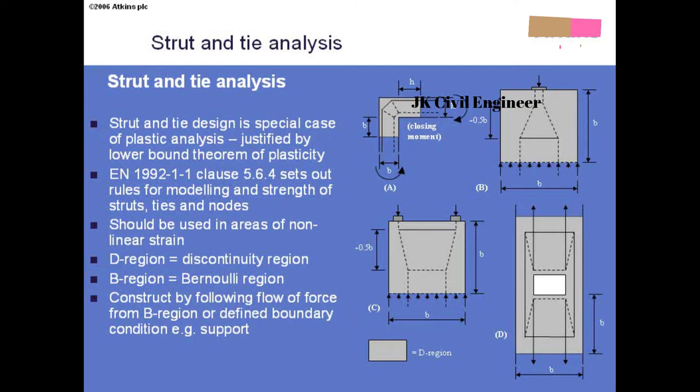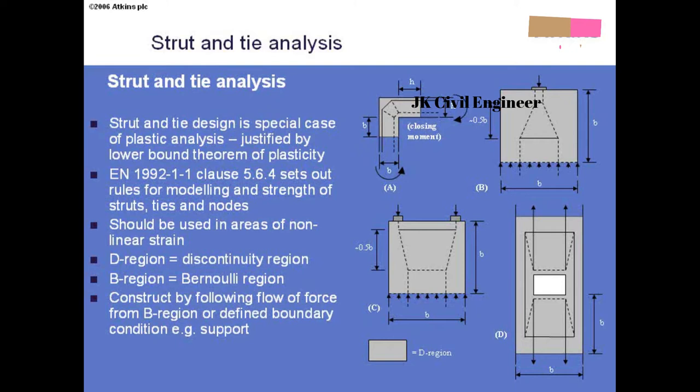And then we also have B regions, with B really standing for Bernoulli or beam, which is another definition. We basically construct our strut-ties by following the flow of force from the beam regions, where we know we can predict the stresses just from beam theory, back to the disturbance area. In all of these pictures here, the D regions are the shaded regions, and you can determine the extent of the D region by working from the disturbance.